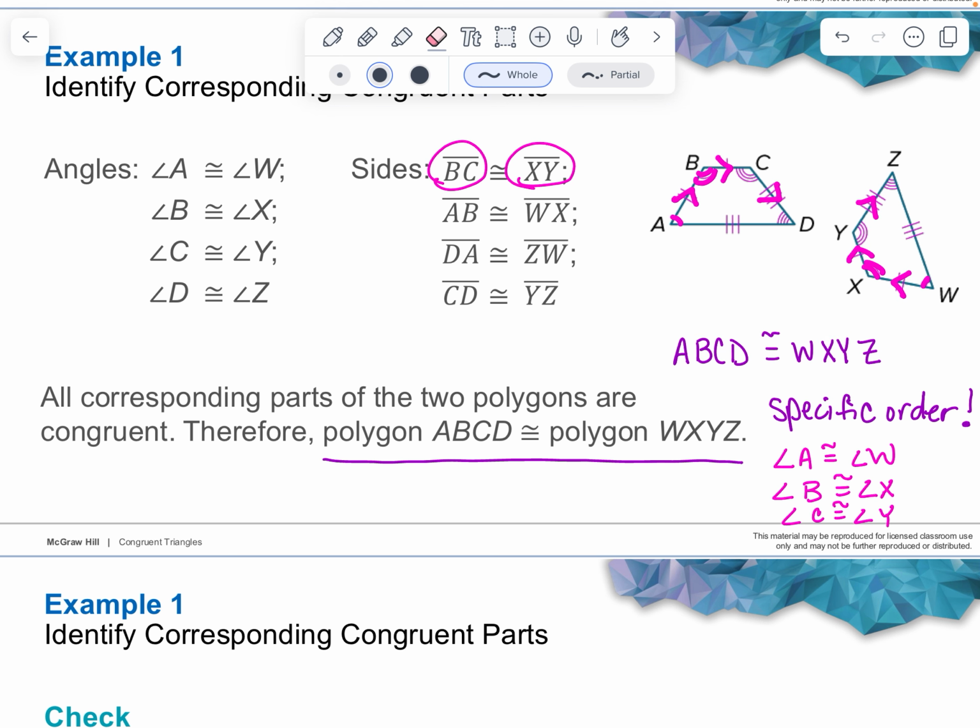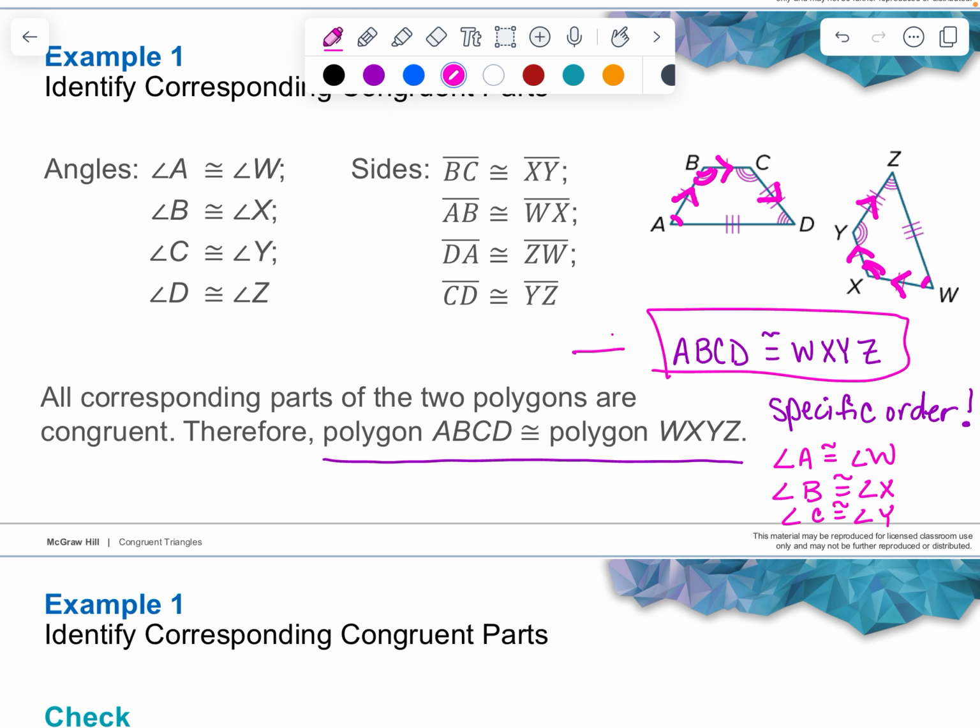Let's do another one. AB. AB are in the first two spots. That would be W and X over here. Yep, it works. Okay? So your congruent statement, this is a roadmap for all of this and all of that. Okay? It has to be in the correct order. All right. I hope that makes sense. And I hope it's helpful.